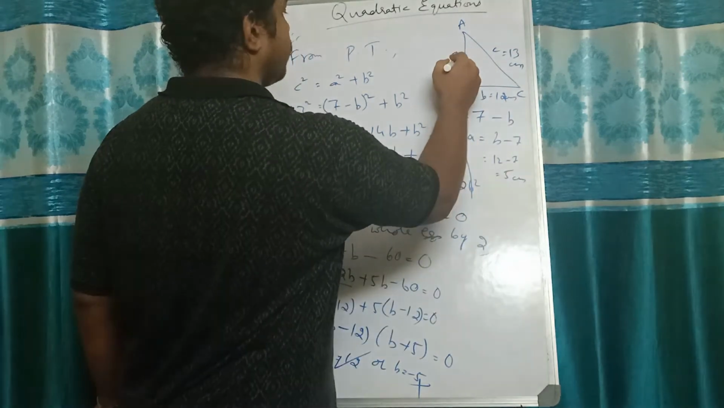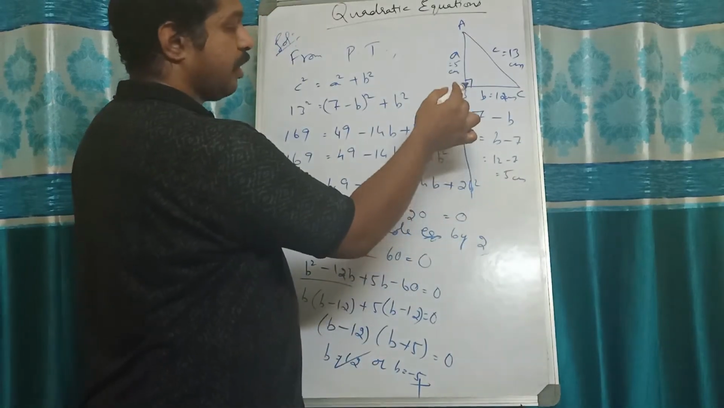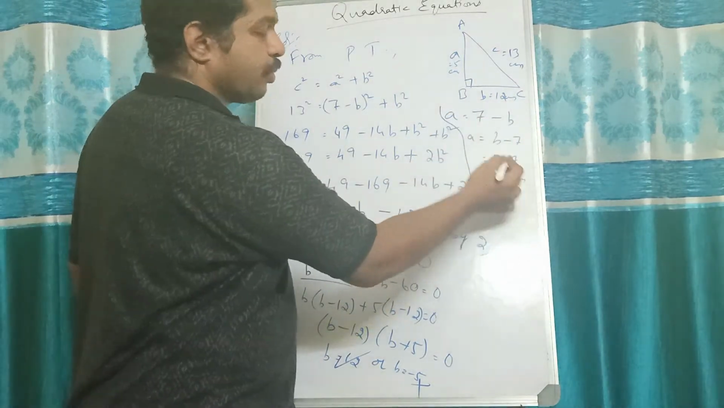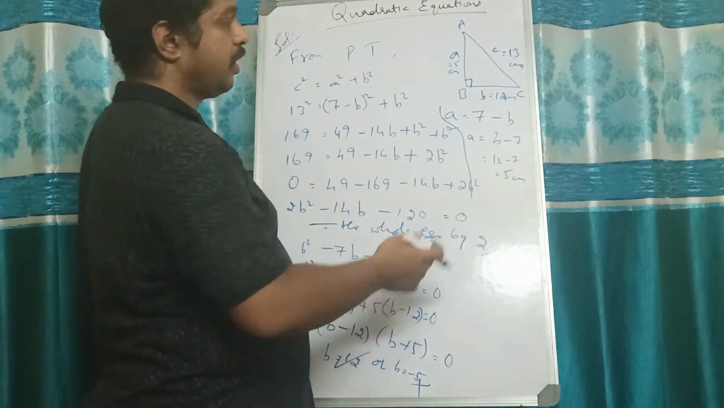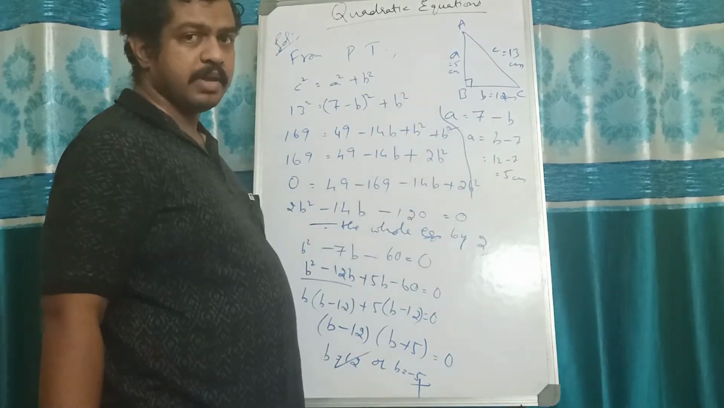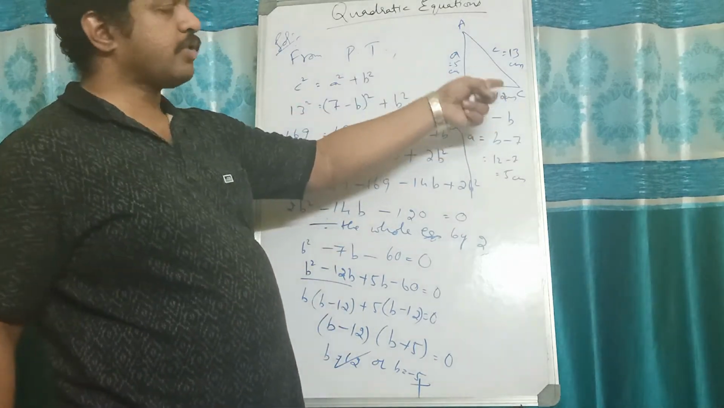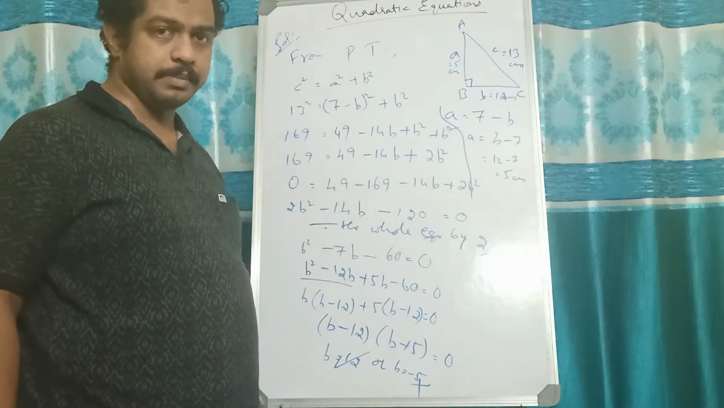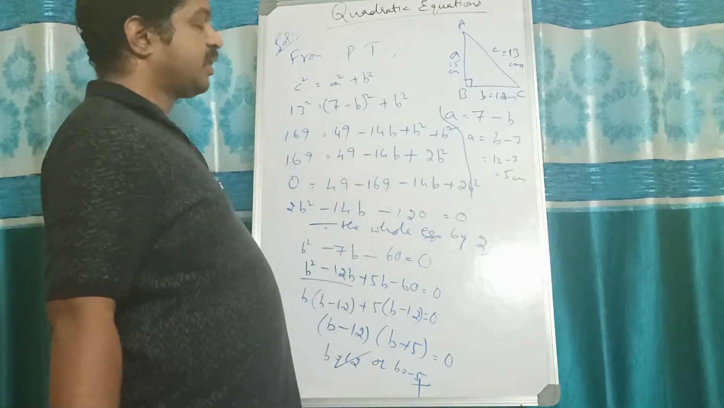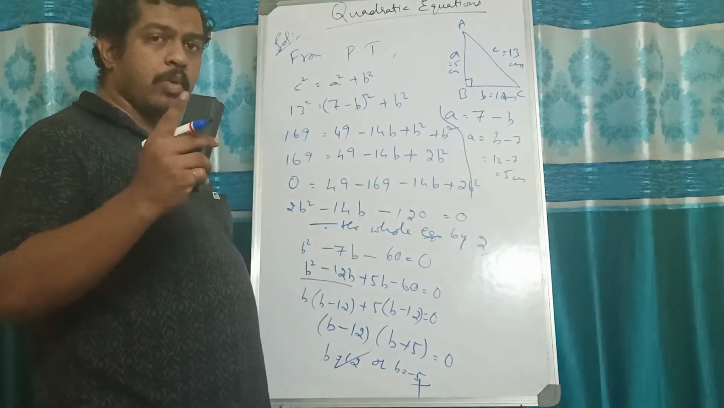So our altitude is equal to how much? 5 centimeter. If you had taken 7 minus B, it would fetch you negative 5, and the altitude of the triangle cannot be negative 5. You can always take 5 centimeter as its value. So this is how we find the sides of the triangle. This is one kind of application based geometry problem. This is how quadratic equations work.